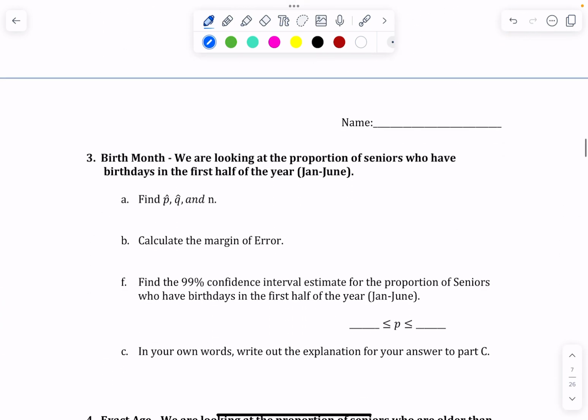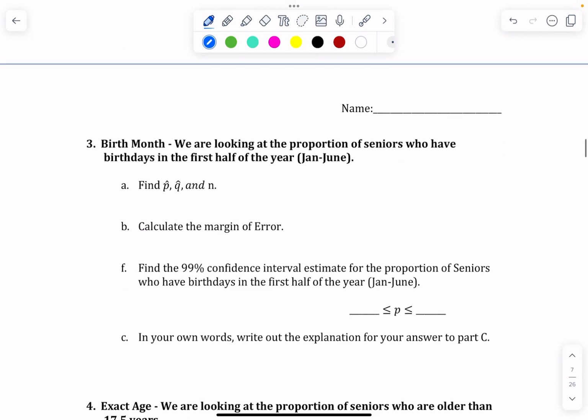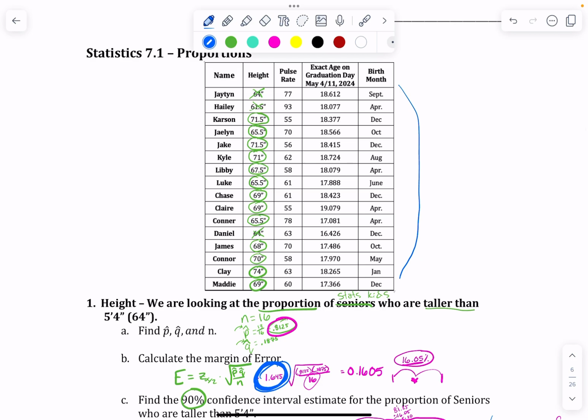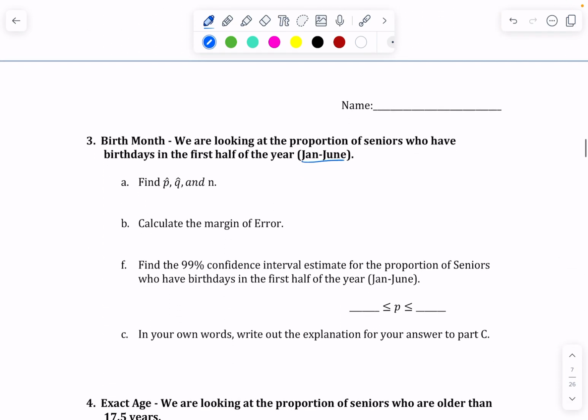The next one is looking at proportions of seniors who have birthdays in the first half of the year, so January to June. You're going to figure out how many, or what percent of people, are January to June. So like September is not included in that. Sorry, Jayden. Haley, you get to be included, etc. You go on down, okay?